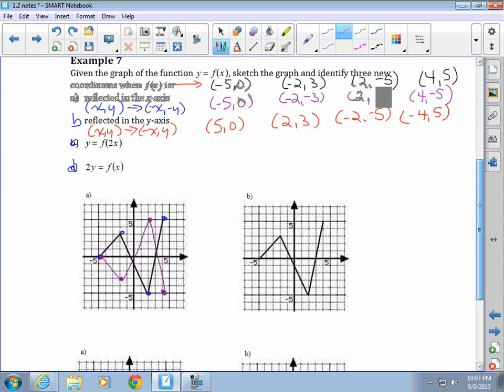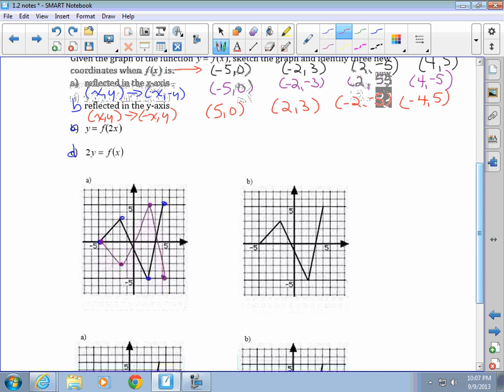So if we draw that on this graph, 5, 0, right there, 2, 3, negative 2, negative 5, and negative 4, and positive 5. So this time it's going like that.